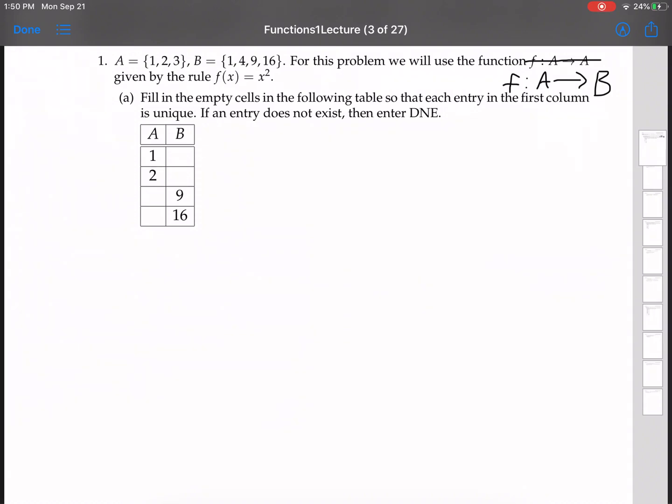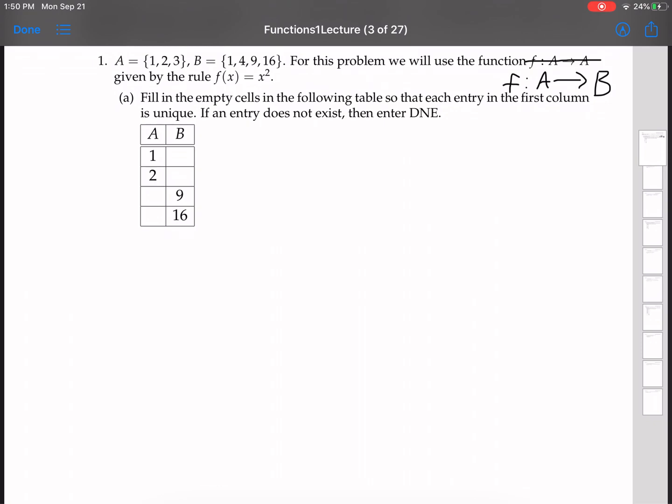Hello again. Functions 1 lecture, problem 1. We're given two sets, A and B. I noticed a slight typo. I had f from A to A, so it should be f from A to B here. So I just replace that, no big deal. And the rule is f of x equals x squared.